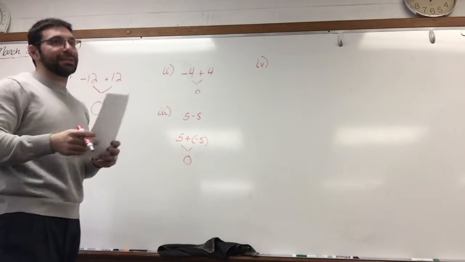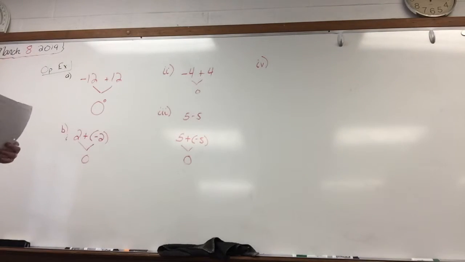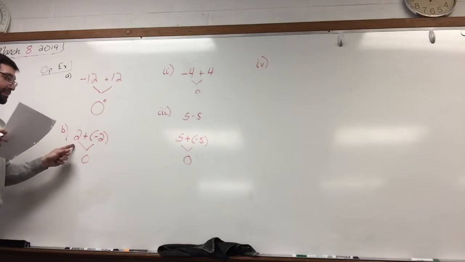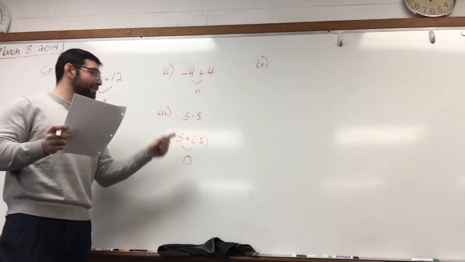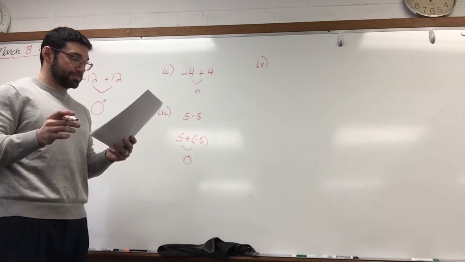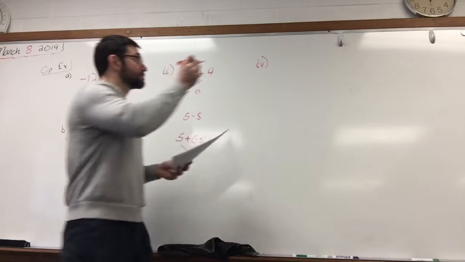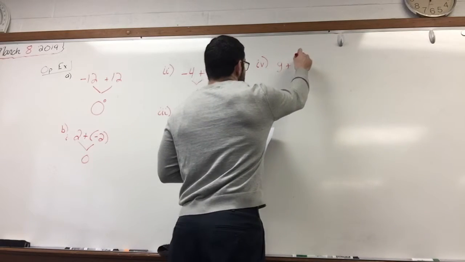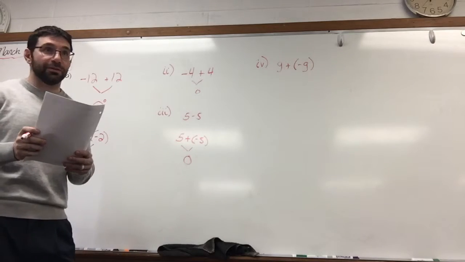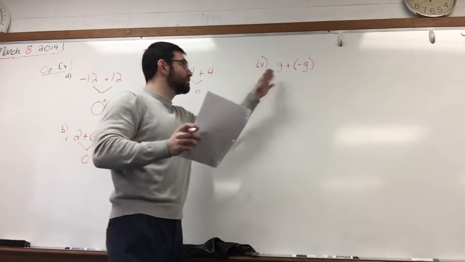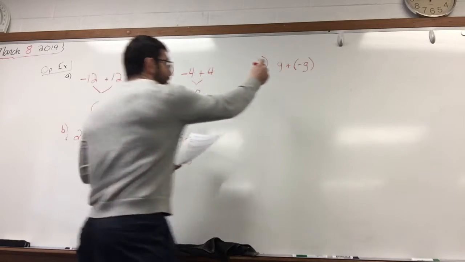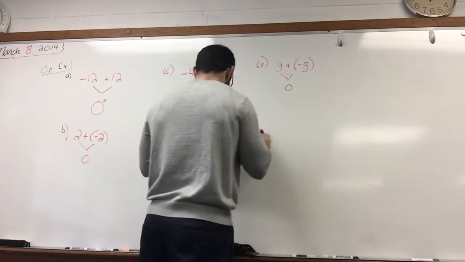Roman numeral IV, which is 4. Macy, it says G minus G. How would I rewrite that as an addition problem? It's very similar to this problem here. 5 minus 5 becomes 5 plus a negative 5. Would you do positive G plus negative G? Very good. What happens when I have G plus a negative G? What will that equal? 0. Yes, because that's the additive inverse.